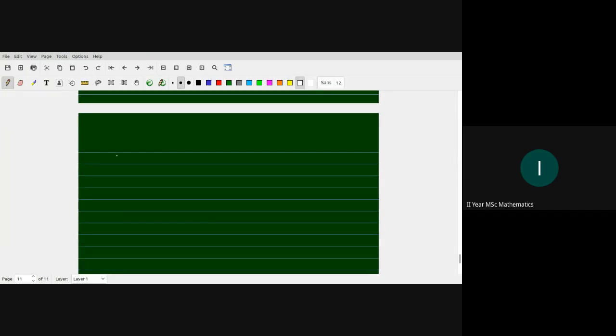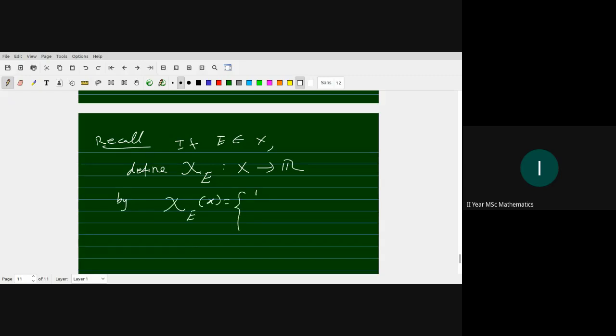Now we relate the simple function and the characteristic function. Recall the characteristic function. If E is a subset of X, then define the characteristic function from capital X to R, the chi symbol, chi E, defined by: the characteristic function value is 1 if x belongs to E, 0 otherwise.